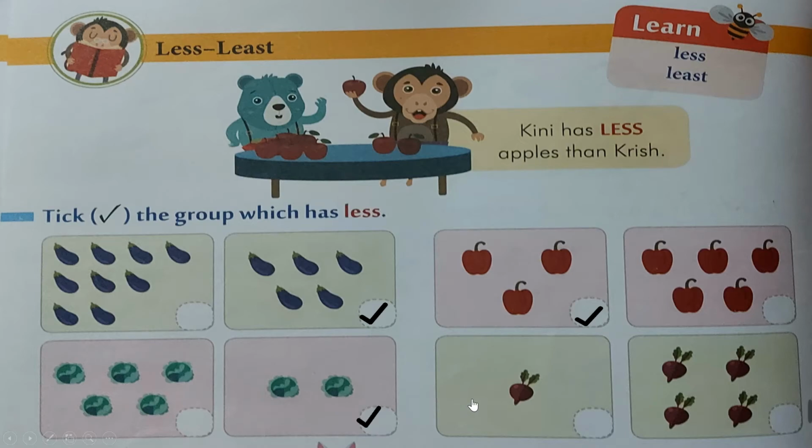And see the next one, children. Here there are two groups of beetroots. In the first group there is only one beetroot. In the second group there are 4 beetroots. So in these two groups, which has less number of beetroots? First group has less number of beetroots as there is only one beetroot here. So we have to keep the tick here. Understood, children?